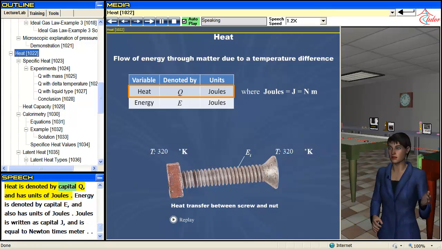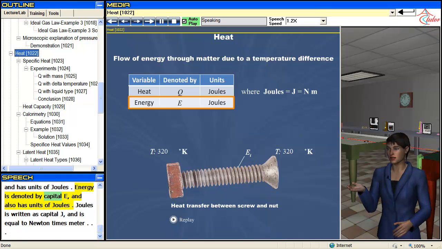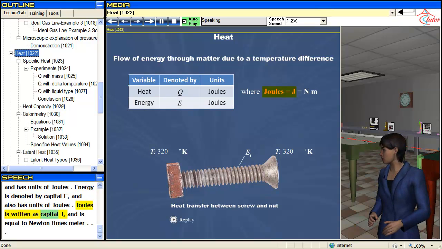Heat is denoted by capital Q, and has units of joules. Energy is denoted by capital E, and also has units of joules. Joules is written as capital J, and is equal to Newton times meter.